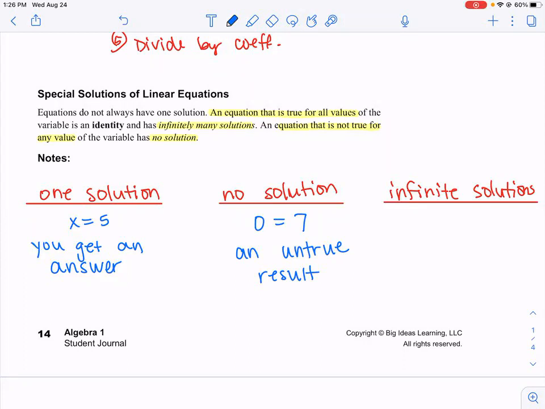Make it look like a 0 for you, okay? 0 equals 7, 24 equals -3. If you get a number equals a number, but the two numbers aren't the same, and all of your X's have disappeared, if you get an untrue result, we don't have a solution. There is nothing you can plug in for X to make that thing true.